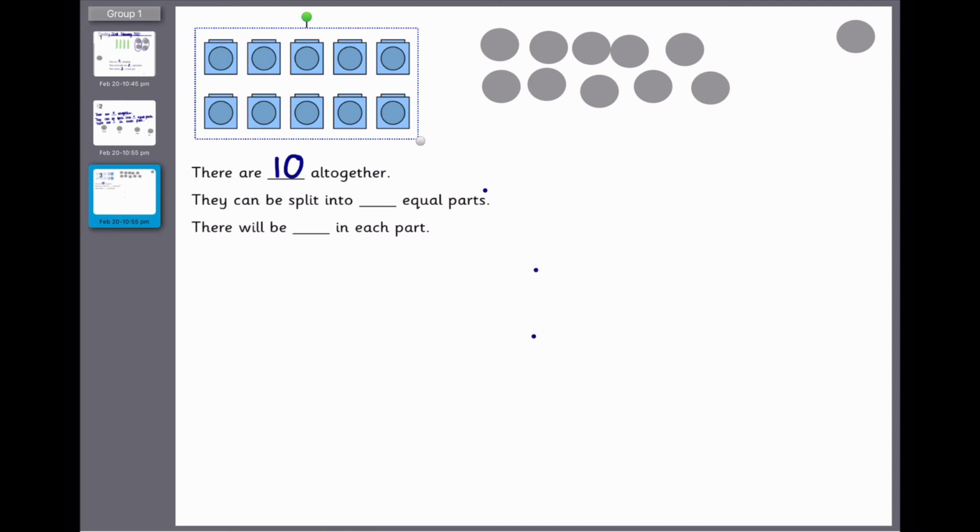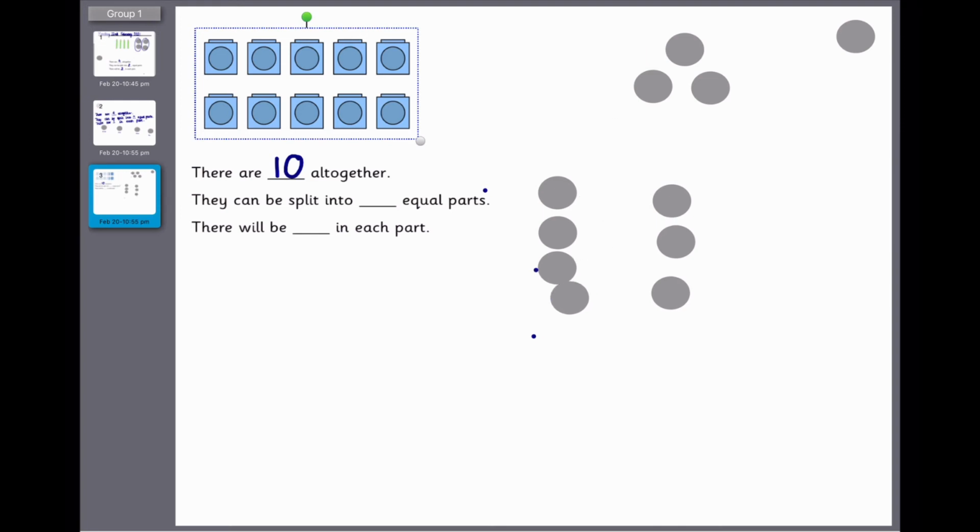Let's start with 2. 1 part, 2 parts, 1 part, 2 parts, and so on. Are they equal? 1, 2, 3, 4, 5. 1, 2, 3, 4, 5. Yes, so they can be split into 2 equal parts. There will be 5 in each part.